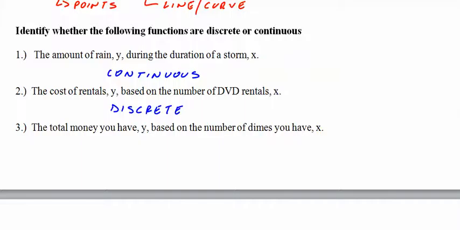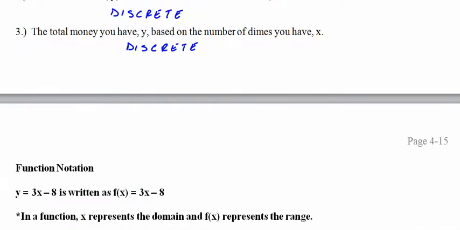Total money you have based on the number of dimes you have. That's going to be discrete. It hits certain points: 10 cents, 20 cents. You can't have 21 cents, you can't have 20.02 cents, and so on. It's easy to argue that in the grand scheme of things, everything's discrete: one molecule, two molecules, one atom, two atoms. But generally speaking, no.